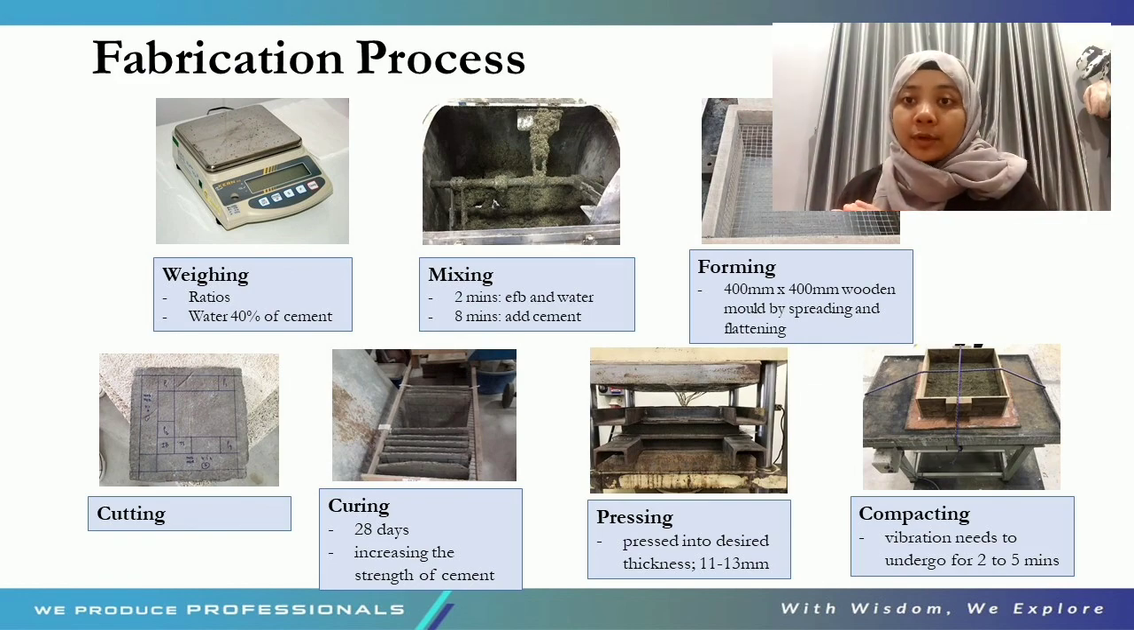After the compacting process, the compacted mixture will undergo the pressing process. The mixture will be pressed into a desired thickness, which is 11 to 13 mm. Next, it will be cured around 28 days to make sure the strength of cement increases. Next, it will be cut into a desired size to undergo the testing process.